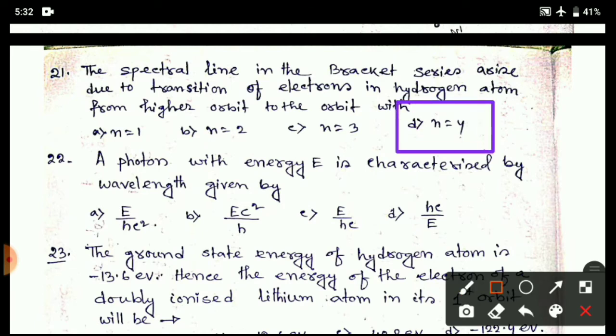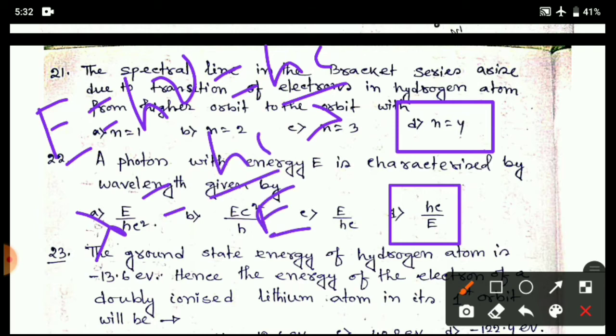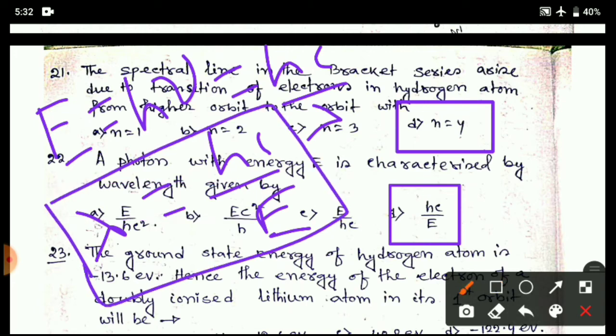Question number 22. A photon with energy E is characterized by wavelength given by lambda equals hc divided by E, because we know E equals h nu, which is hc by lambda, so lambda equals hc by E. So the answer will be hc by E. Option D is the right answer.